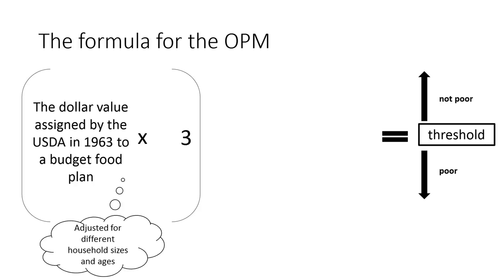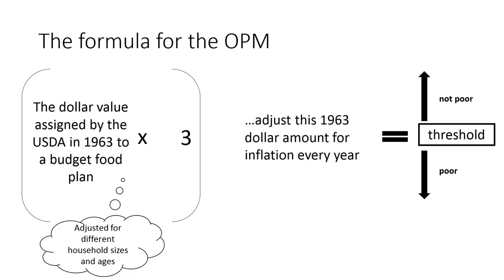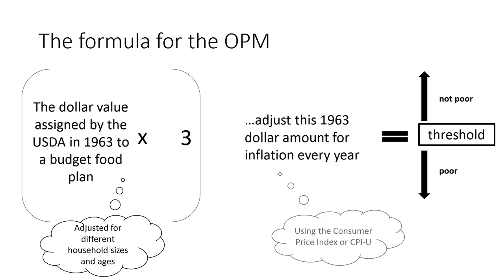Then we make adjustments for the size of the household and the ages of the people in the household, just like on the 48-cell matrix you just looked at. Then we take all of that and we adjust all those thresholds. We take the $1963 amount and we adjust it for inflation every year. And we do that using the Consumer Price Index, a common measure of inflation.